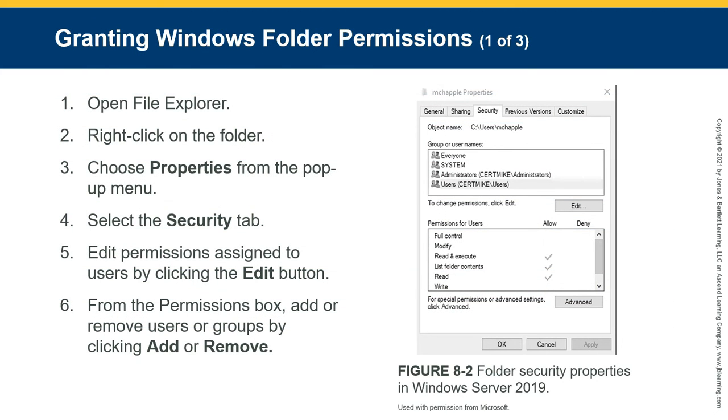Granting Windows folder permissions. Open File Browser, right-click on the folder, choose Properties from the pop-up menu, select the Security tab, and edit permissions assigned to the users by clicking the Edit button. From the permission box, add or remove users from the group by clicking Add or Remove.